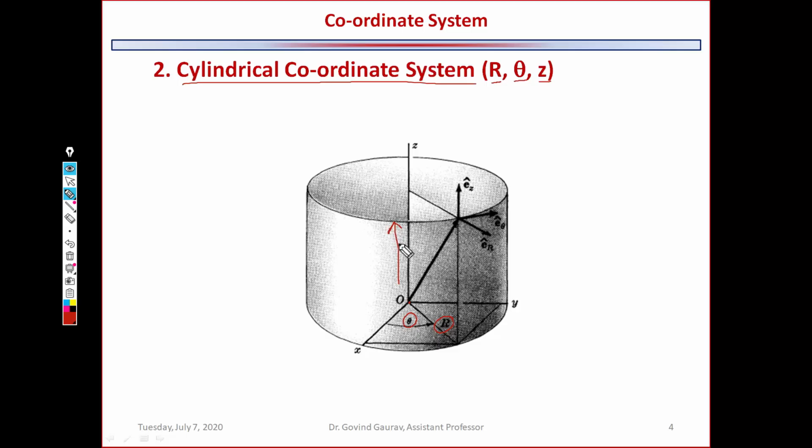As in the previous case of the Cartesian coordinate system, where we have the unit vectors in terms of i, j and k, in the case of cylindrical coordinates we define the unit triads. The unit triads are E subscript r, E subscript theta and E subscript z. These are the unit triads or the unit bases in three-dimensional space.